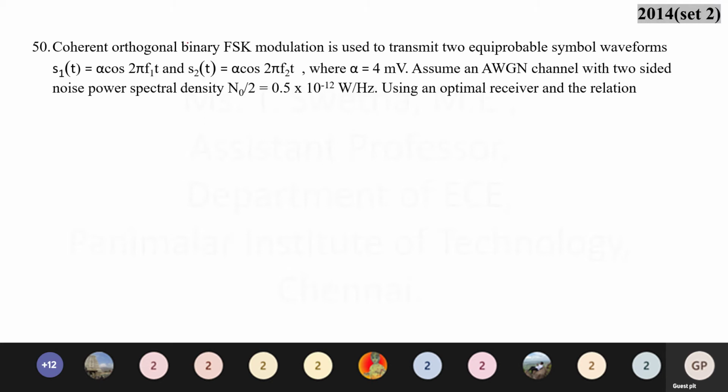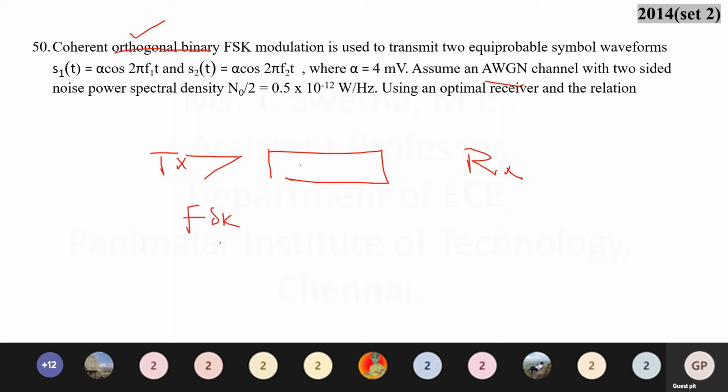In 2014, I'll read out the question. Coherent orthogonal: the name itself starts with orthogonal. Orthogonal means in the same channel. Here they have given an AWGN channel. This side is the transmitter and here we got the receiver. In the same channel we can transmit 2 different frequencies, because FSK is the concept of using 2 different carriers, right?